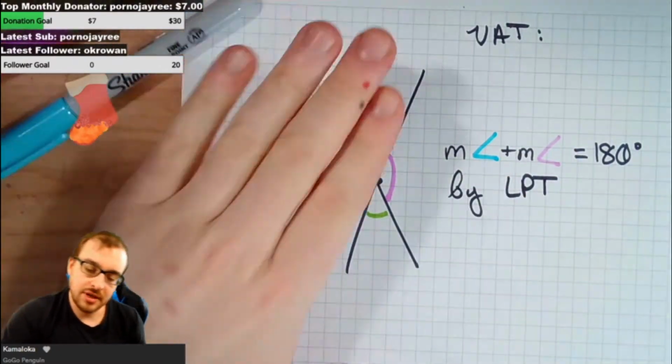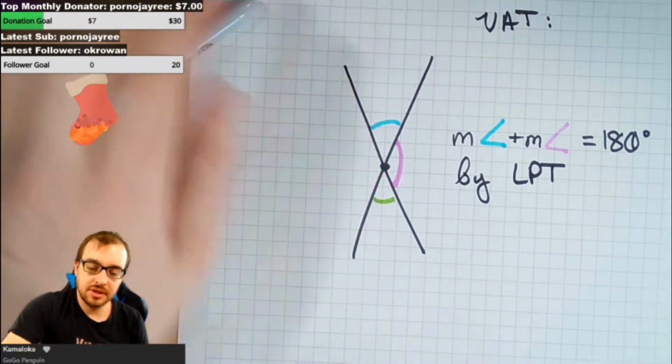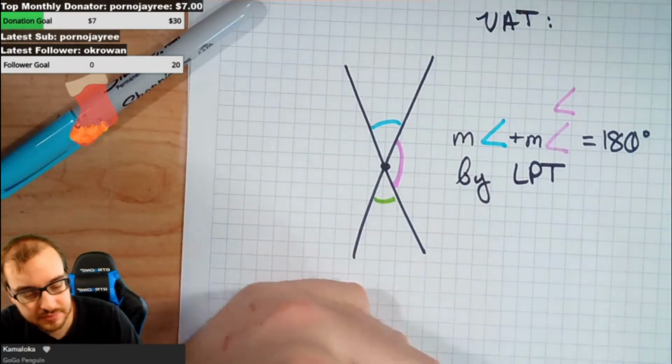Well, I also know that pink and green are going to be 180 for the same reason, right? Also by LPT, I know pink and green are going to add up to 180 because they're a straight line.